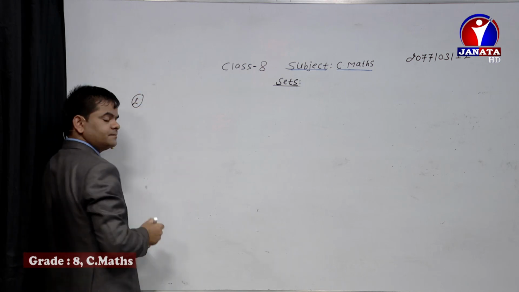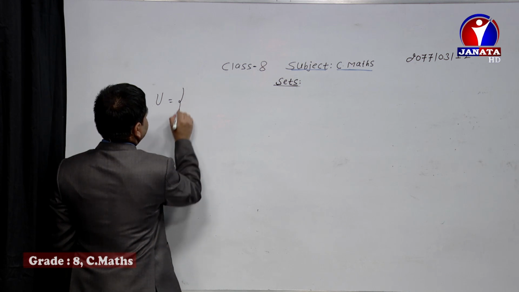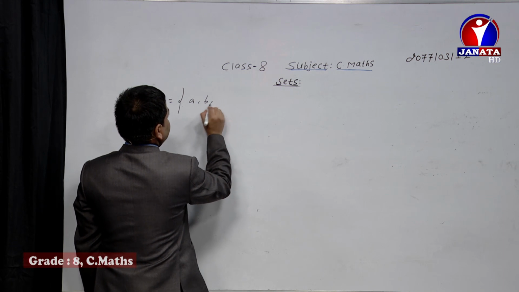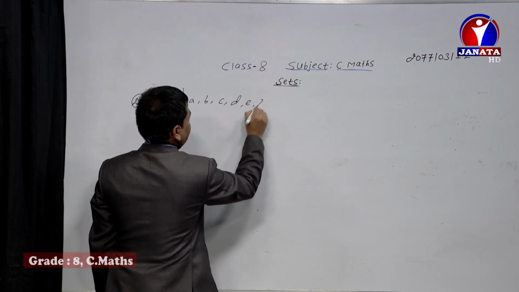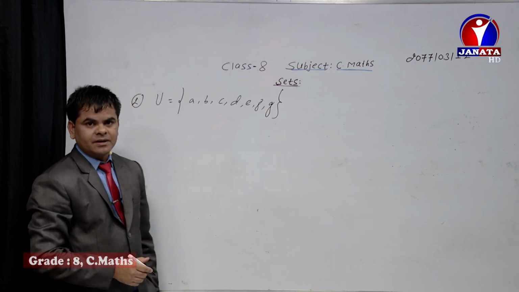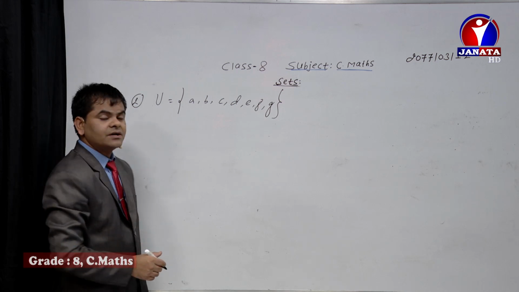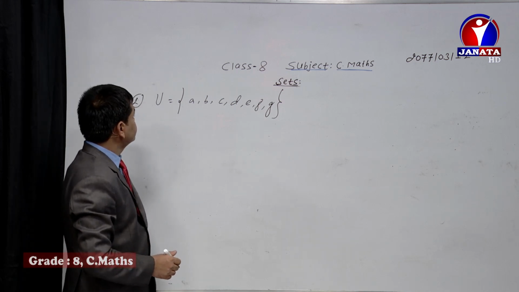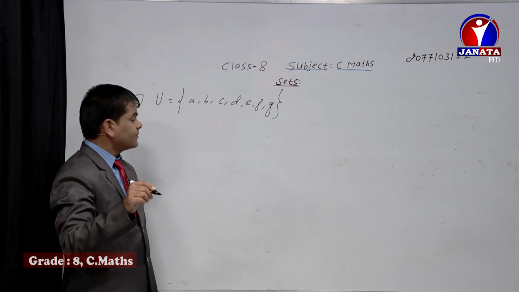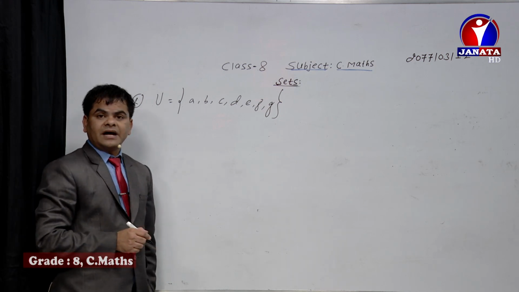Number 2 example. For example, the universal set, dear students, is given as A, B, C, D, E, F, G, up to G. I am not going to write more, but in your book if you search, there are many questions having more elements as well. So after this chapter or after completion of this class, you can check those questions, solve them, and show them to your experts as well.